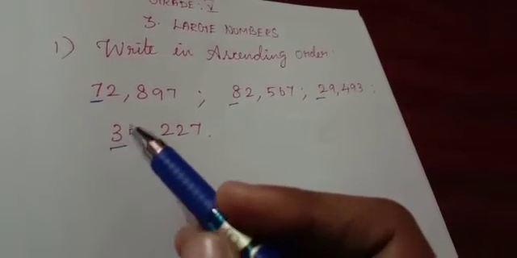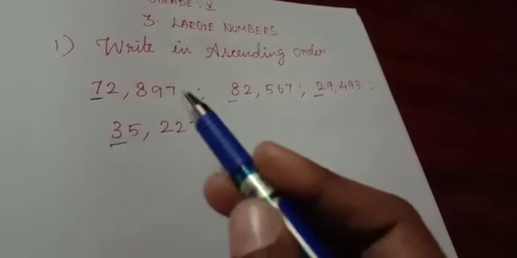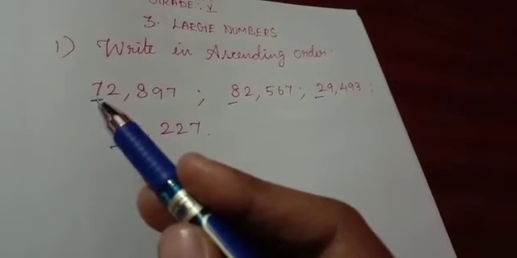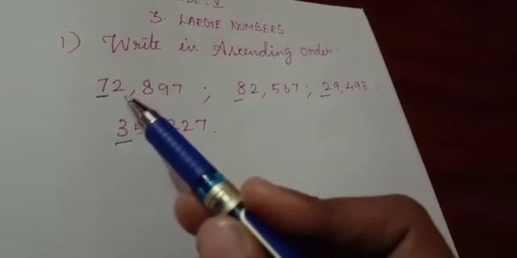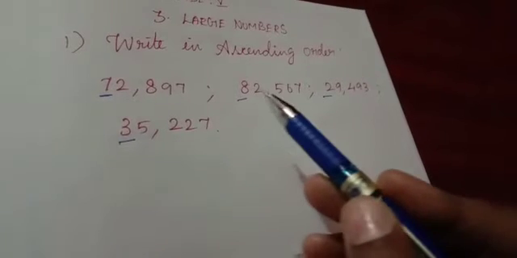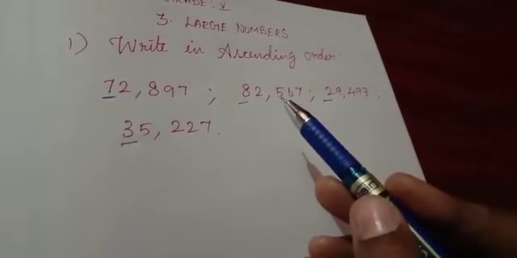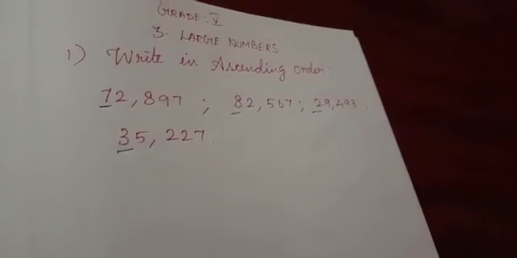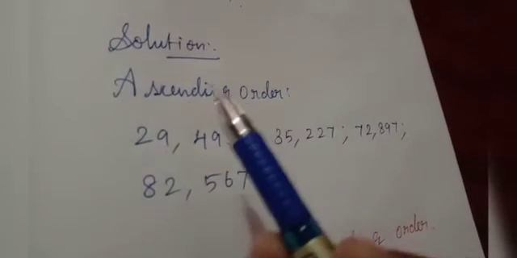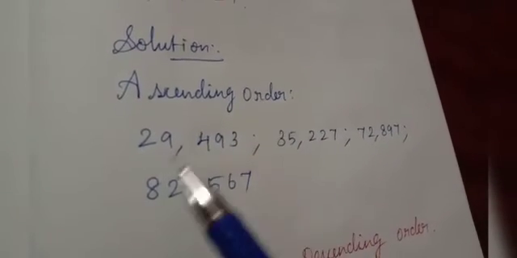Then after this, which one will come? Definitely this one will come, because here 7 is smaller than 8. So the third number we have to write is this one, and the fourth number we have to write is this one. Here I have written the ascending order of the given numbers.